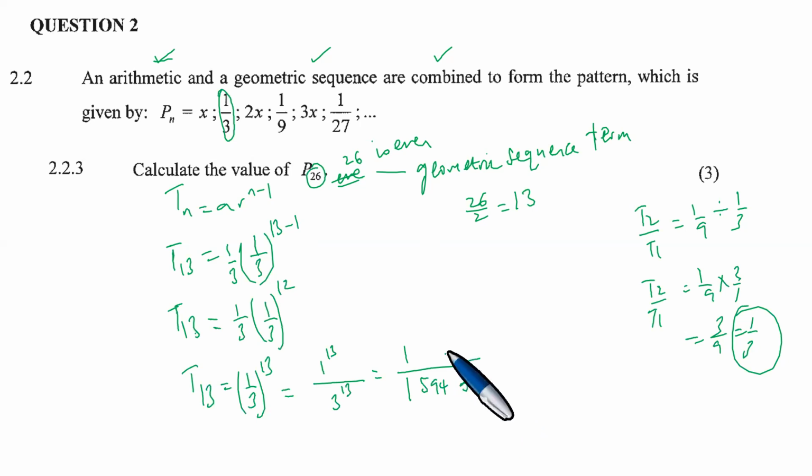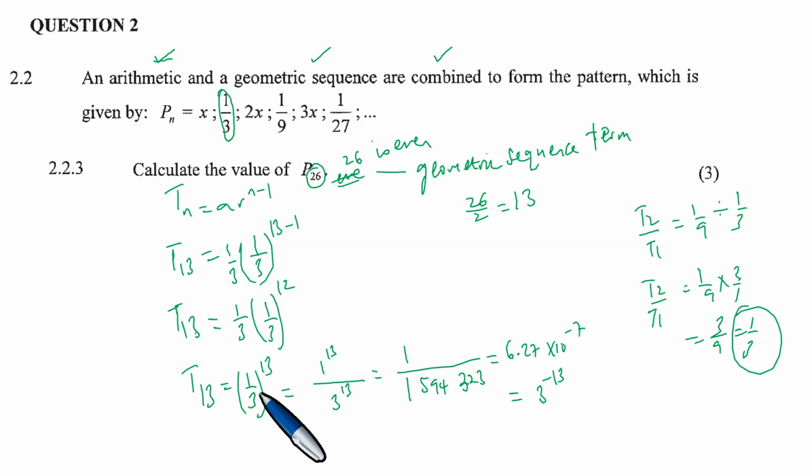You can write it in scientific notation: 6.27 times 10 to the minus 7, which is 3 to the minus 13. Anyhow, the answer is just this one here. So in other words, term 13 is 1 out of 3 to the power 13.